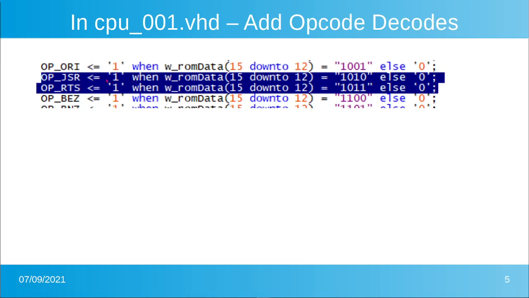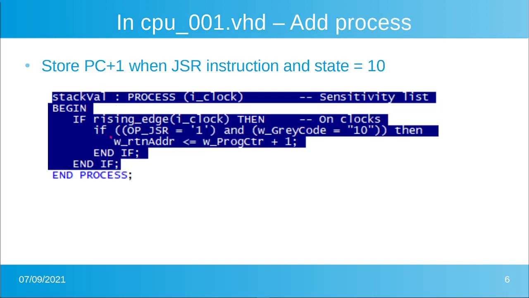We will need to create the decode for that as well. Opjsr is 1 when the opcode bits are 1010 and RTS when they're 1011. That goes in line with all the rest of the decodes. And let's write a little process that stores the program counter +1 into wreturn address when a JSR is encountered, at that gray code value of 2. Very similar to a lot of the other code we've already written up to this point. It just stores the return address.